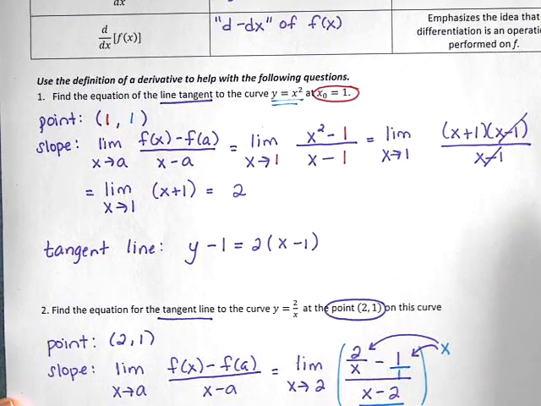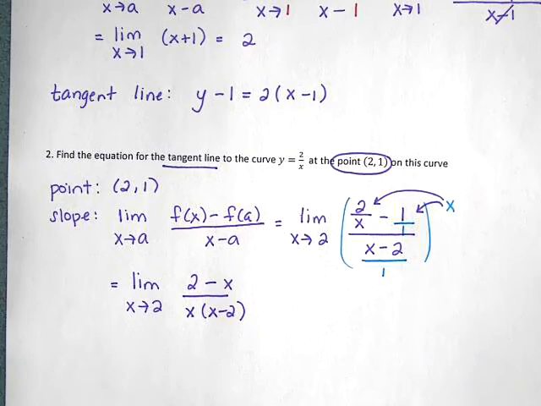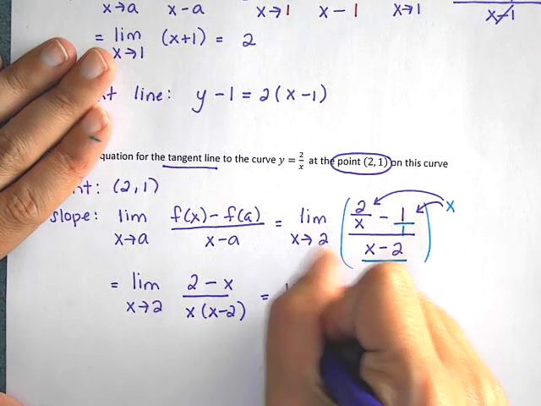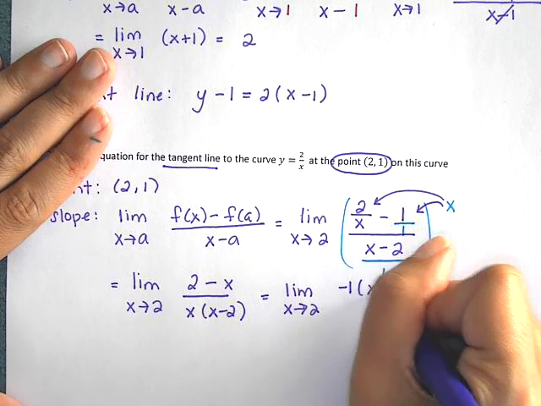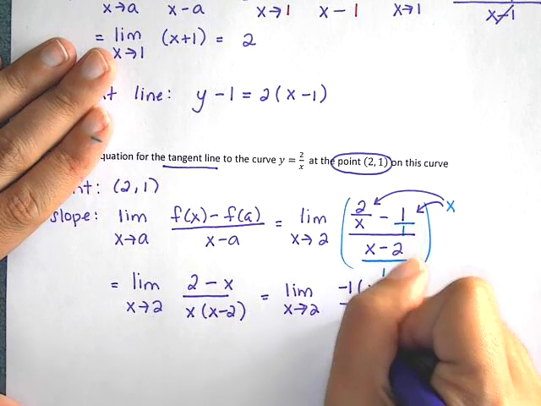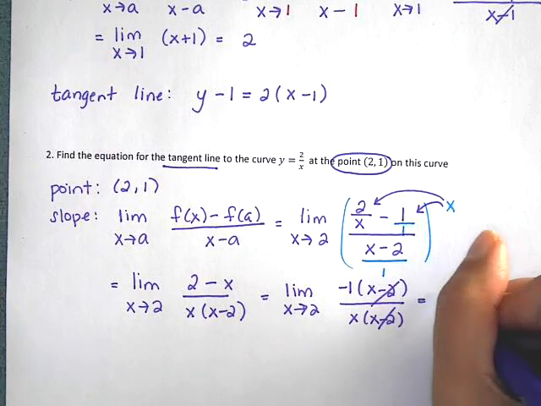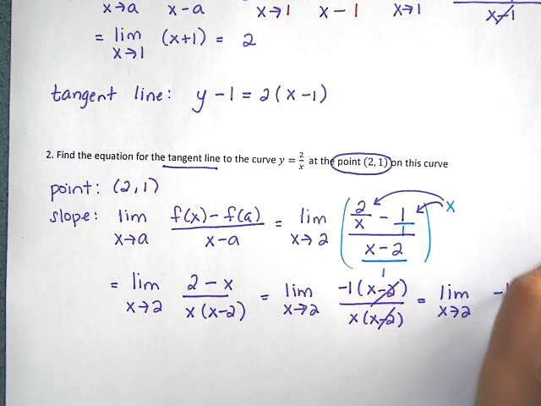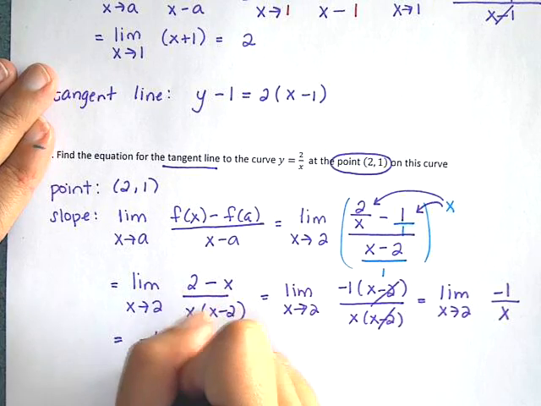parentheses x minus 2. Again, we're so close to being able to cancel. We're so close, but in order to make it work, we need to factor out a negative 1. So limit as x approaches 2 of negative 1 times x minus 2 over x times x minus 2. The x minus 2's cancel, so I get the limit as x approaches 2 of negative 1 over x. If I plug in the 2, I get negative 1/2.